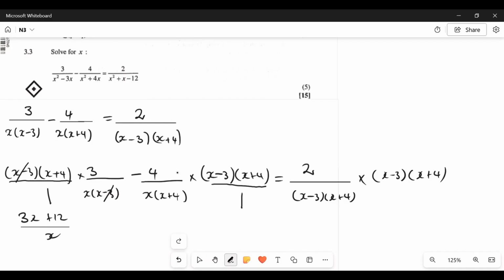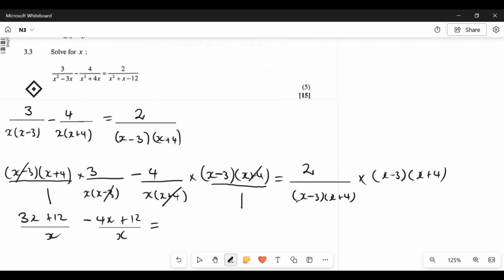Now we move to the second term. This one of negative 4 over x, open bracket, x plus 4, close bracket. So here again, we have this x plus 4 and that x plus 4. They're going to divide each other. We're going to be left with negative 4 multiplied by x minus 3. So let's do it. Negative 4 multiplied by x is going to give us negative 4x. Negative 4 multiplied by negative 3 is going to give us positive 12. There we go. All this is divided by x. There we go.